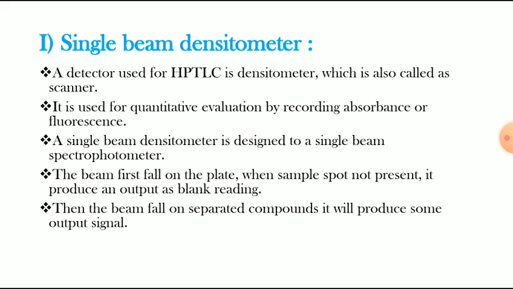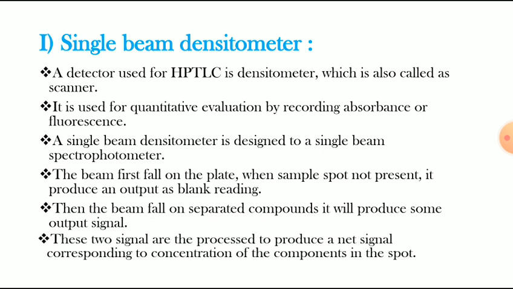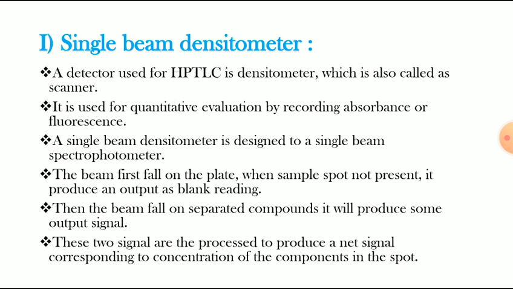But when the beam falls on separated compounds, it will produce some output signal. If a separated component is present on the plate, then it will immediately show the particular output signal of that separated sample component. These two signals are processed to produce a net signal corresponding to the concentration of the components in the spot. So this is the actual working of a single beam densitometer.